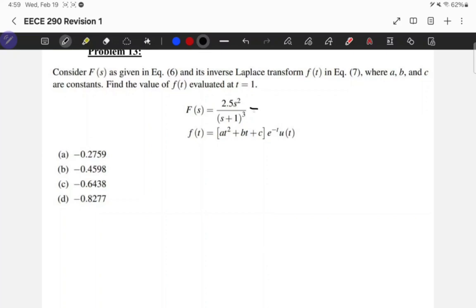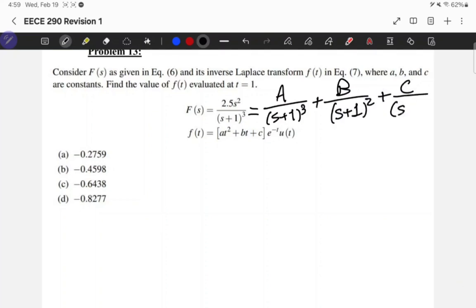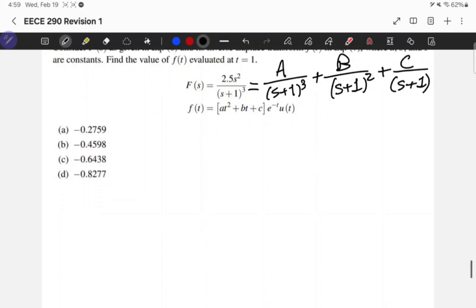Because we have here really repeated roots, we can write this as a over s plus 1 cube plus b over s plus 1 square plus c over s plus 1. Because we have really repeated roots, I put a constant divided by the denominator to decreasing powers. So 3, then 2, then 1. Okay? Now I need to find these coefficients a, b, and c.